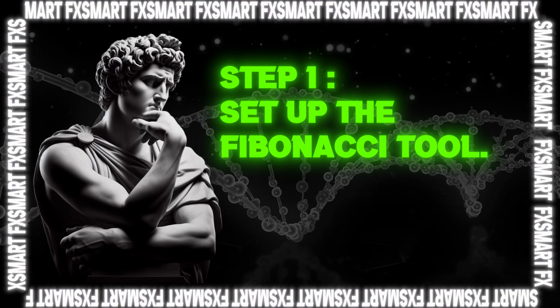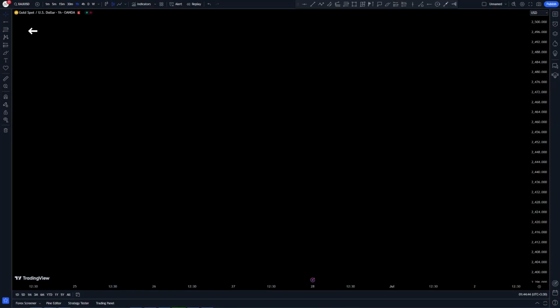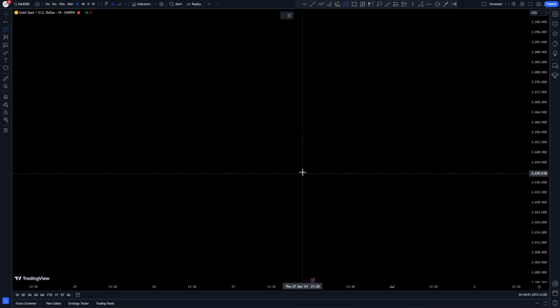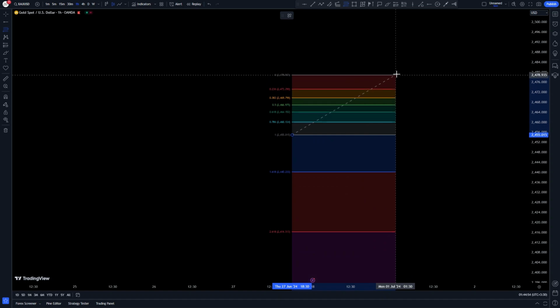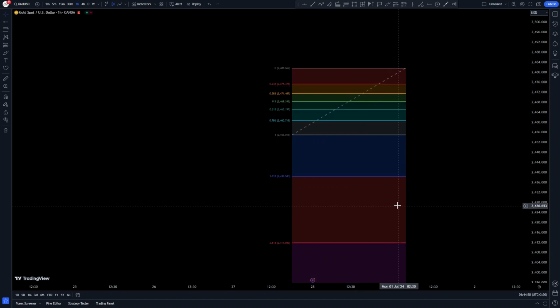Step 1. Set up the Fibonacci tool. To access the Fibonacci tool, click the arrow next to Gann and Fibonacci tools on the left side and select Fib retracement. Then, on your chart, click once and drag your mouse upwards and to the right. Click again to lock it in place.